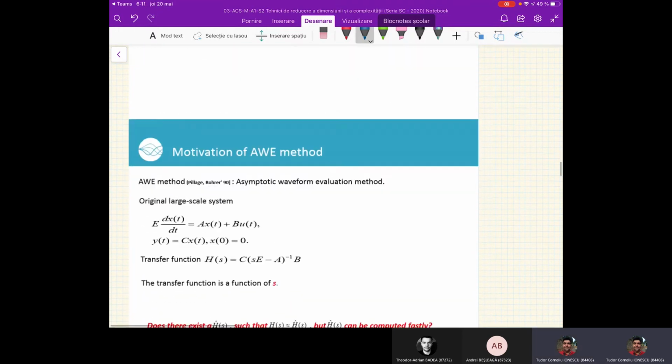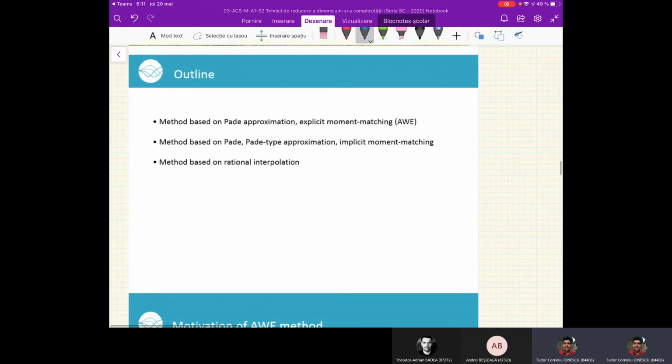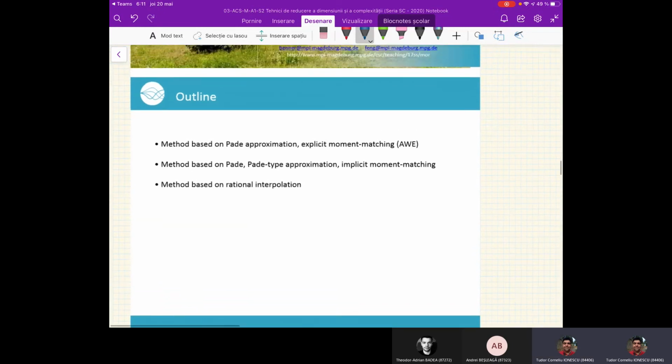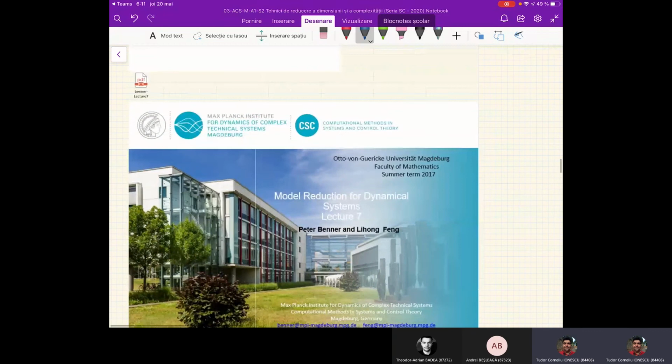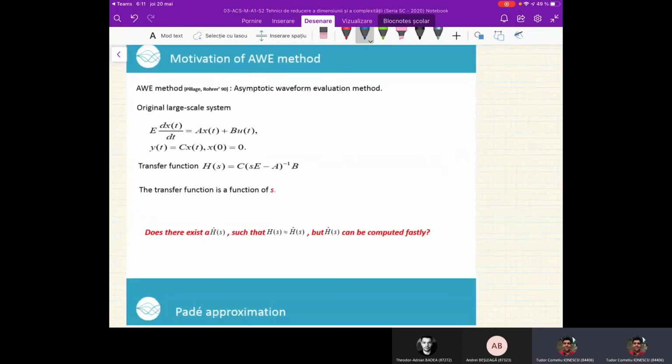Okay. So what's AWE? Because I remembered... Oh, explicit. No. AWE. What do they mean by AWE? Never mind. Okay. So the motivation about these methods. Asymptotic waveform evaluation method. Okay, so this is interpolation. That's what AWE stands for. Asymptotic waveform evaluation. Okay, so we've got this original large-scale system.